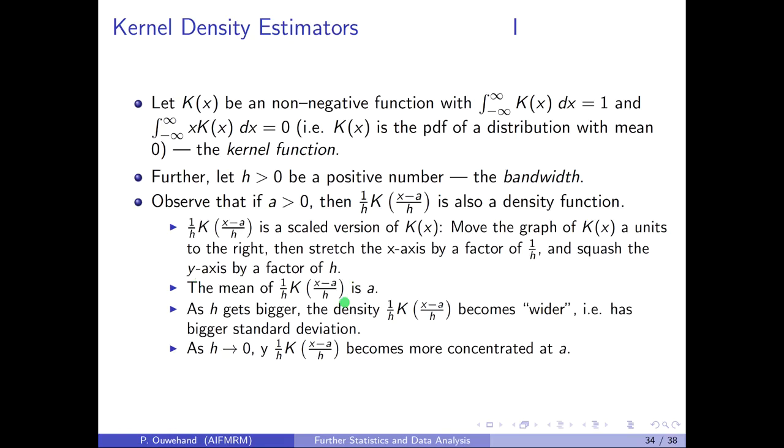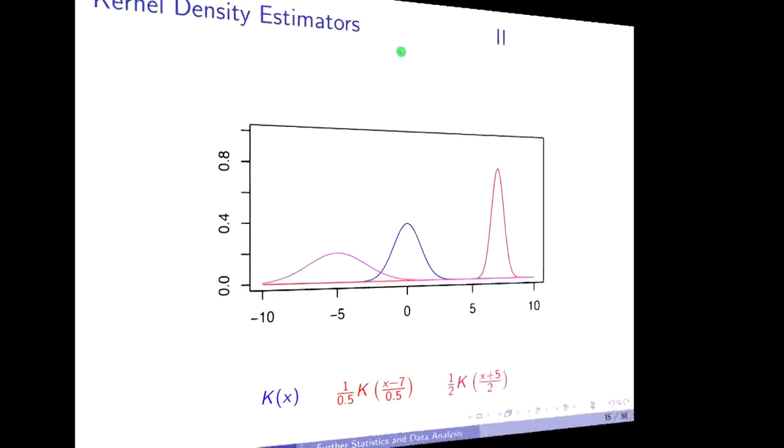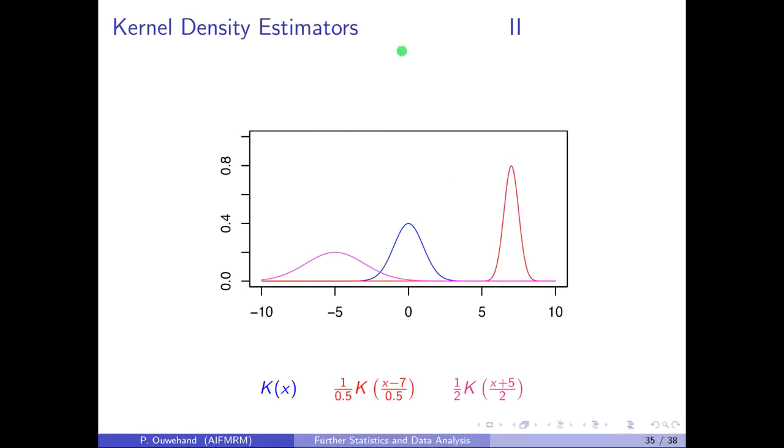Now, because we've moved the graph of k a units to the right, the mean of this probability density function is a. As h gets bigger, this transformed density becomes wider, in other words it has a bigger standard deviation, and as h goes to 0, it becomes more concentrated at the point a. This is illustrated by the following graphs.